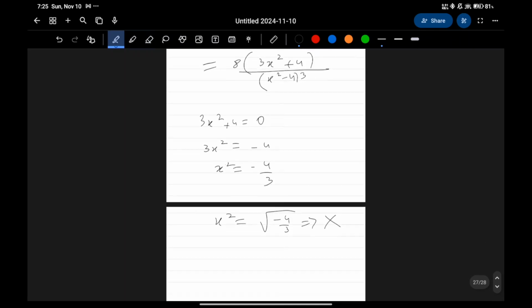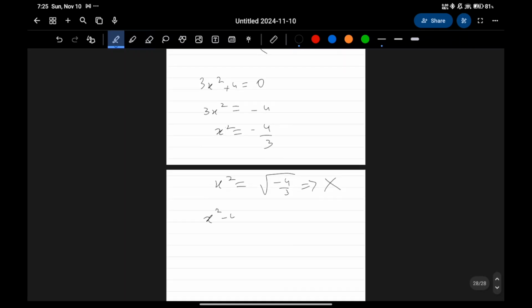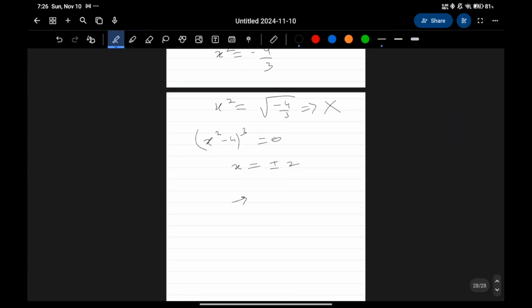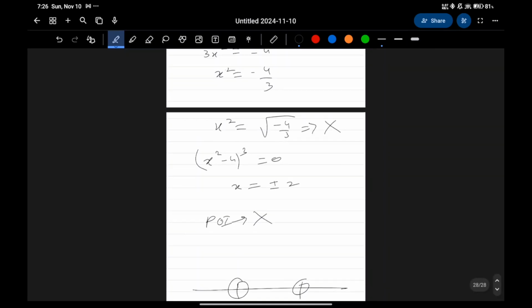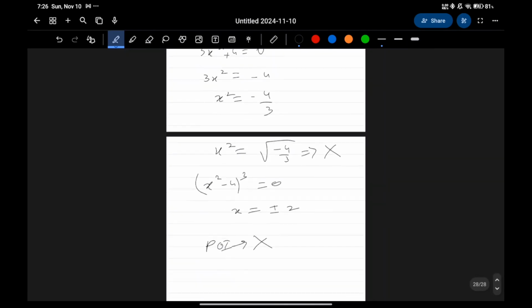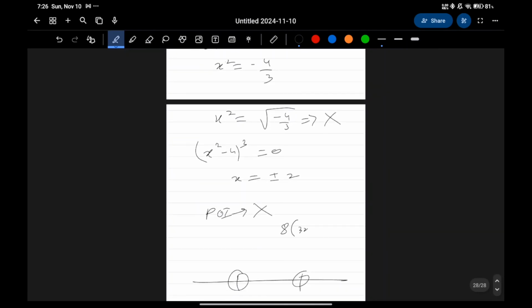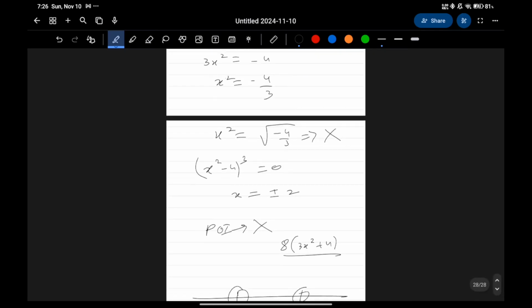Alright, now equating the bottom equal to 0, we already know this would lead to plus and minus 2, but because these are not in my domain, these would not be points of inflection, but I can still use them to calculate my answer. So minus 2, 2, and they would be excluded. Now let me get this over here: 8 times 3x squared plus 4 over x squared minus 4 whole cubed.